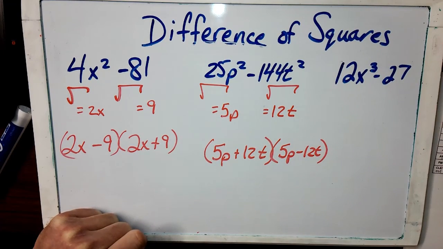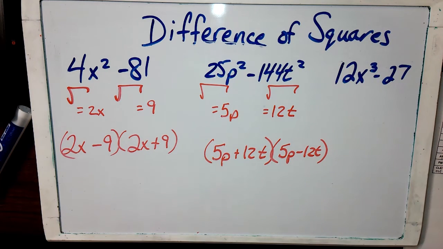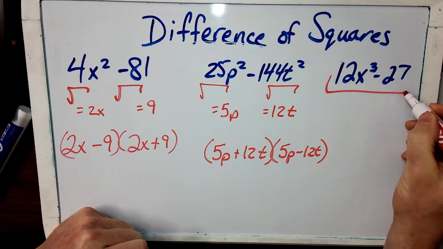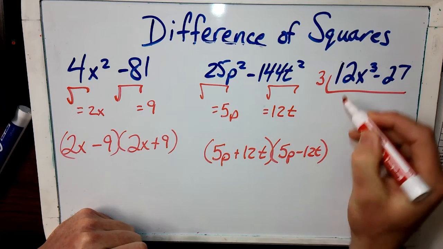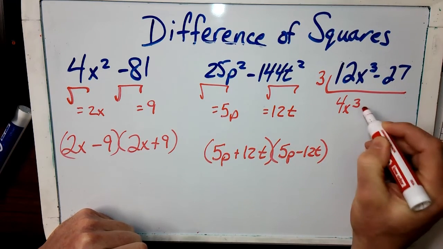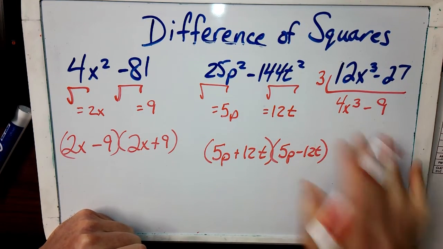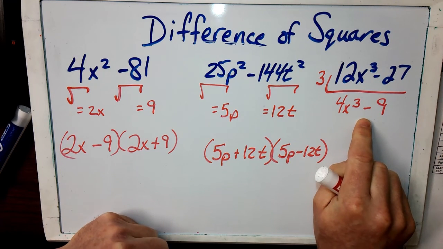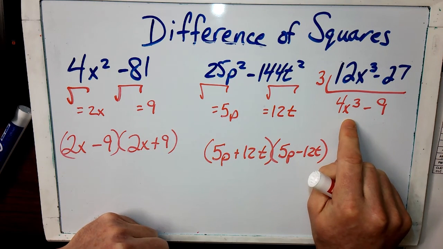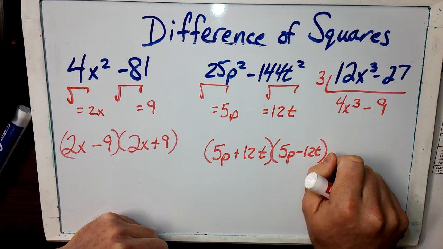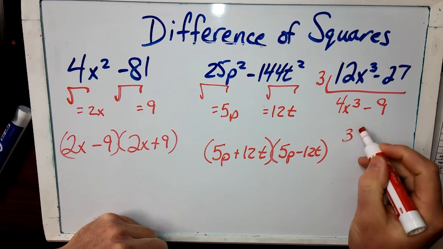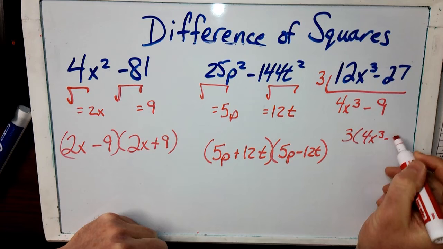There we go. This last one, we don't have perfect squares. We can take a look. GCF: 3 goes into both of them. Now we have perfect squares. We have a binomial. Actually, wait a second. x^3 is not a perfect square. We cannot do difference of squares when the exponent is odd. So this one would finish with just GCF, and we're done.